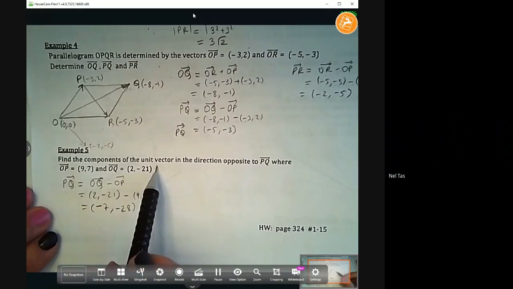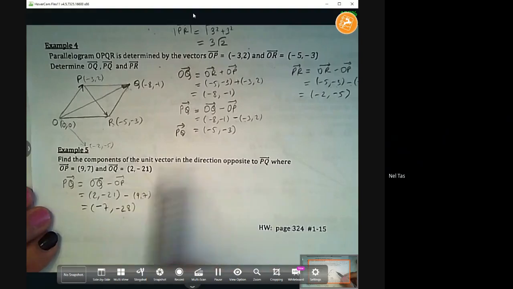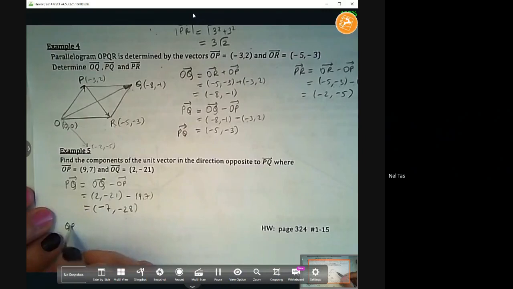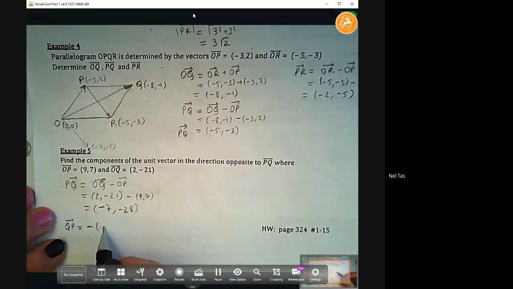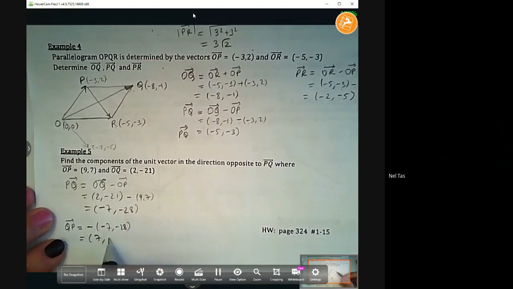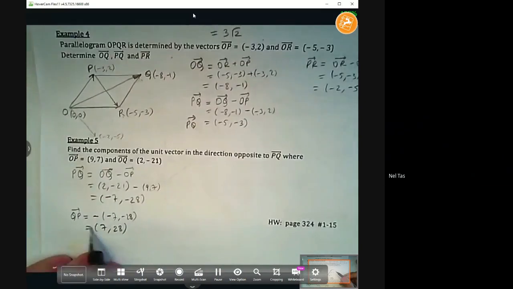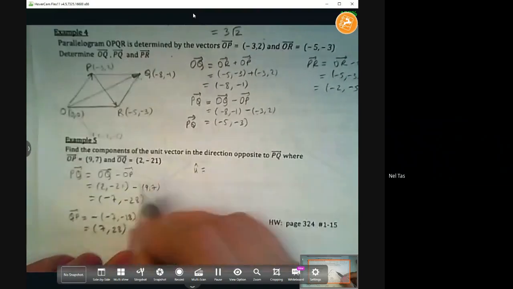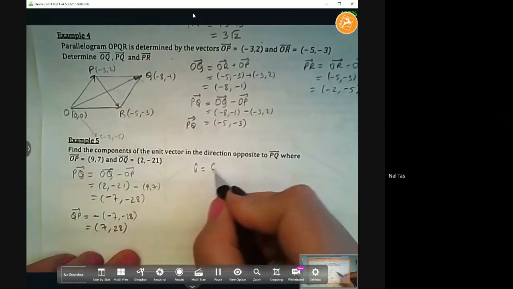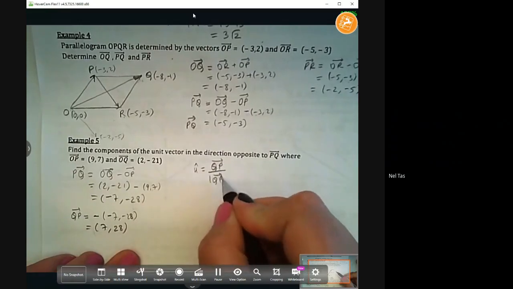So we are going to find the unit vector not in the direction of PQ, but opposite to PQ. The vector that is opposite to PQ is QP vector. To get that, you just multiply PQ vector by -1. So that gives you (7, 28). We want to get a unit vector that has the same direction as this. So we do QP vector divided by magnitude of QP.